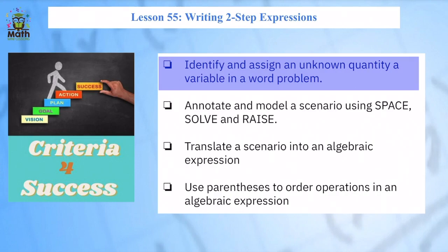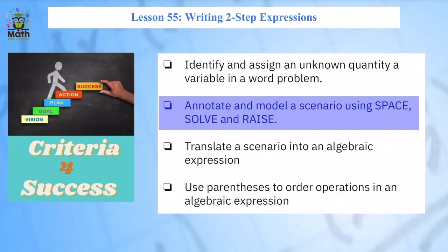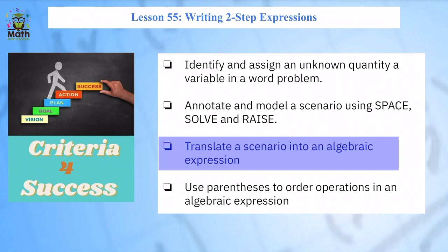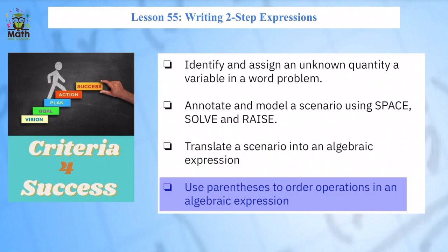1, can you find the variable in the problem, identify it, and assign it as you're writing your expression? 2, that you're doing your annotations and your systems to really model the scenario and slow down your thinking. 3, that you can translate the scenario into an accurate algebraic expression. And 4, just to be aware how you're using parentheses to make sure that you have a correct order of operations or to separate your coefficients from your variables.